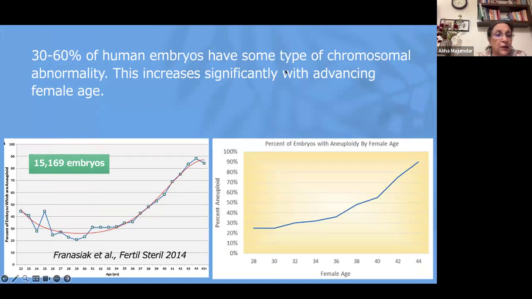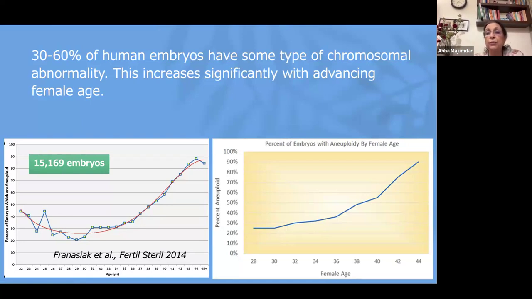Now, if you see, chromosomal abnormality is to the tune of 20% at the age of 29, and it keeps rising as the age goes up to 44. The percentage of embryos with aneuploidy up to age 32, even 36, is less than 40%, or maybe even less than 30%. But as age goes up, it goes steep and reaches more than 90% by age 44.